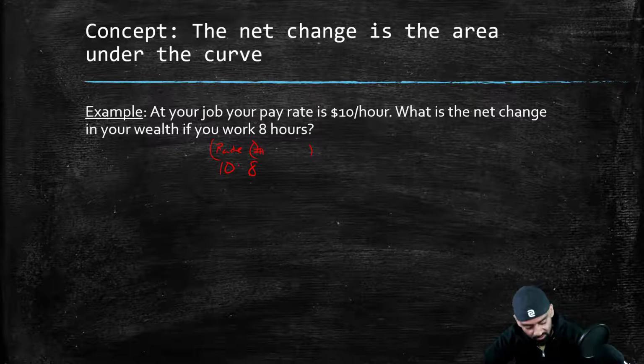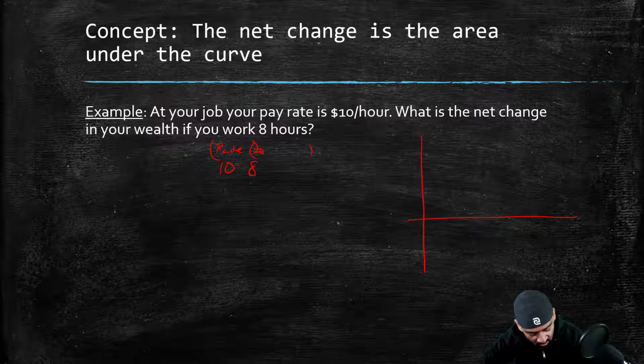You could also look at this as you just worked a full 8-hour shift. So I'm going to graph this just to give you some intuition. This is 0, this is 8, and they give you a flat rate of pay. So this is the dollar. So this is your rate of pay. So this is the way you could think about it. And this is the time. So this is dollars per time. So this is $10.